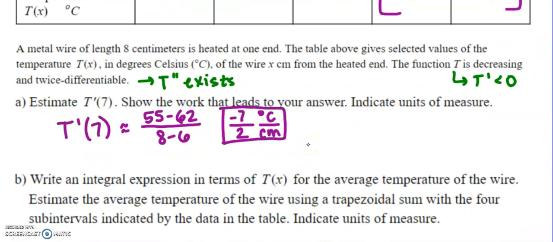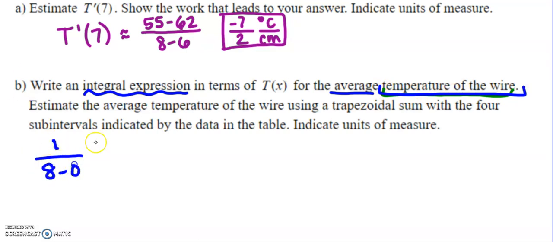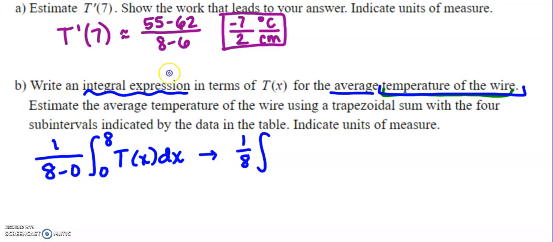Write an integral expression in terms of T for the average temperature of the wire. Then estimate the average temperature of the wire using a trapezoidal sum with the 4 subintervals indicated by the data in the table, and indicate units of measure. Well, the first thing is we need an integral expression. If we want to find the average of something, we do 1 over b minus a times the integral from 0 to 8 of T of x dx. You could leave it like this, or rewrite it as 1/8 the integral from 0 to 8 of T of x dx.